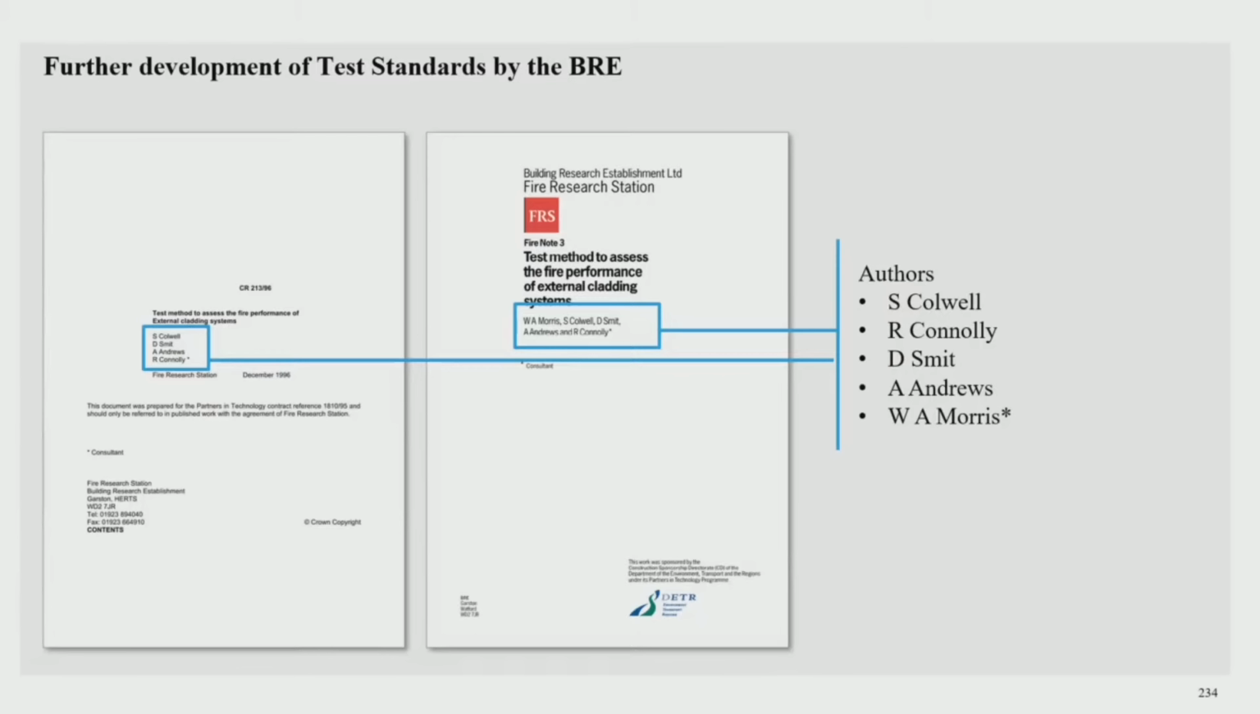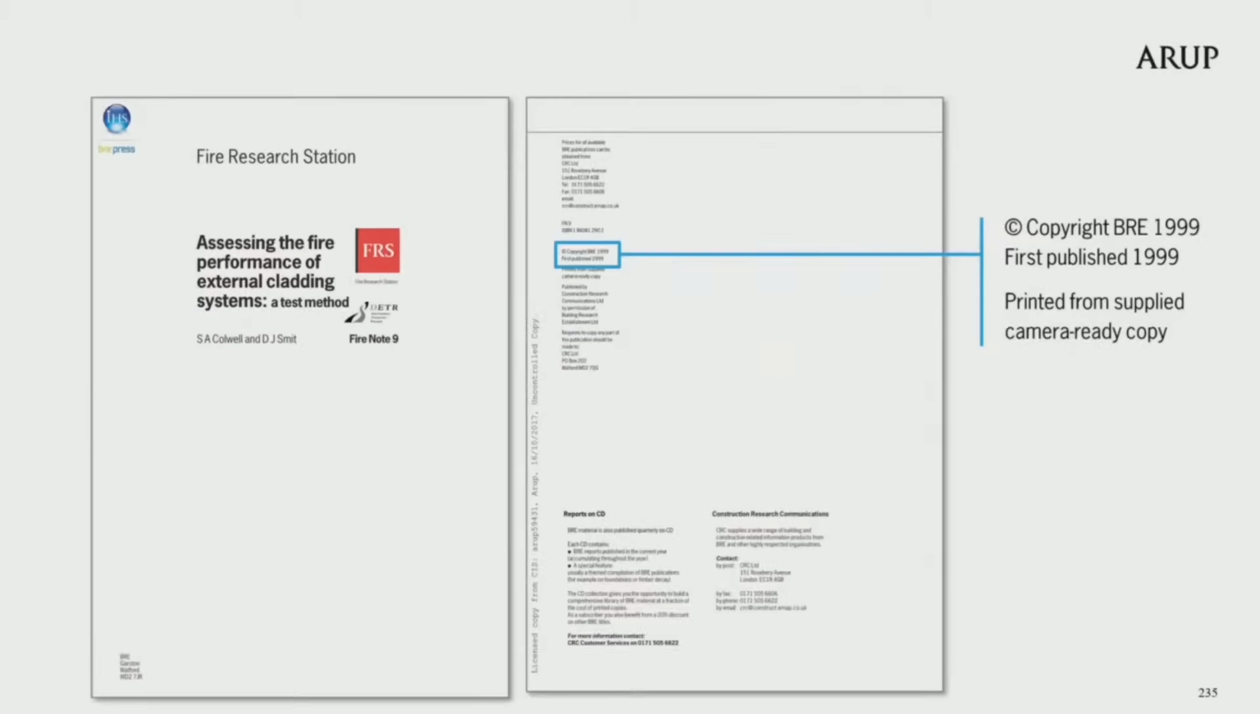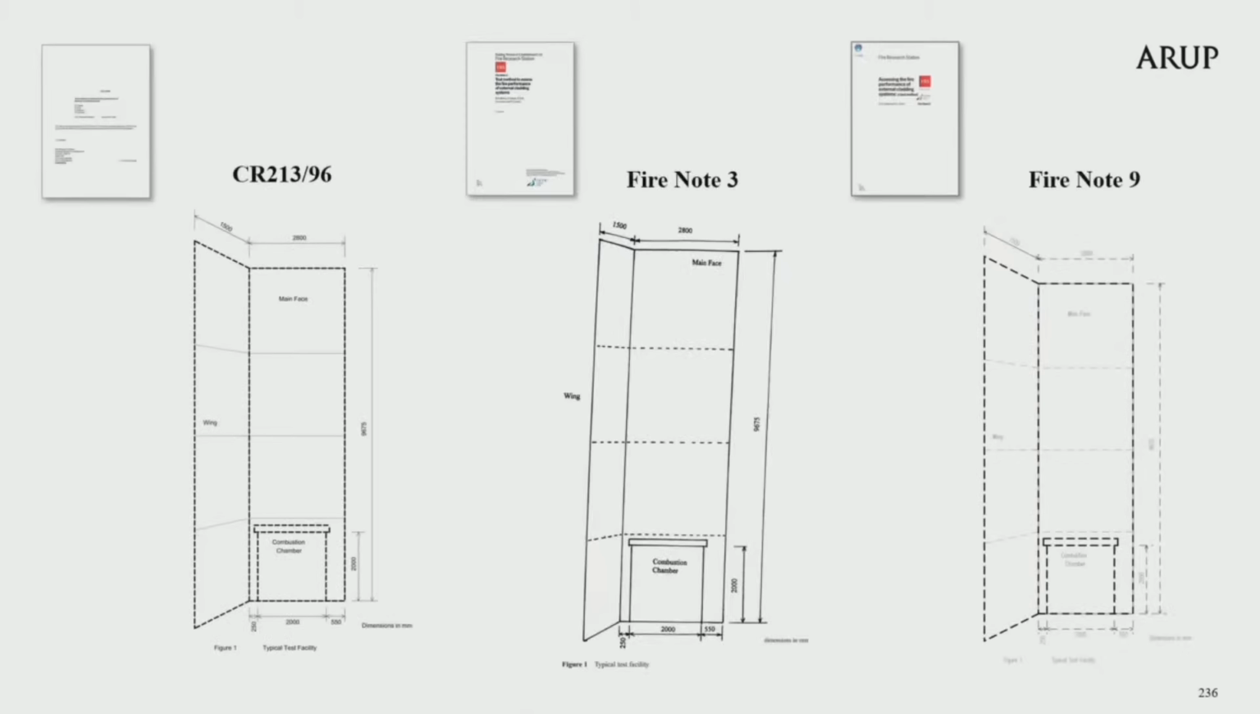However, 1 month following the Garnock Court fire, in 1999, the BRE published another large-scale cladding test document titled Fire Note 9. This should not be confused with Fire Note 3. I have reviewed the test rig in these 3 publications and there is no material difference between them. So I will now only refer to Fire Note 9.